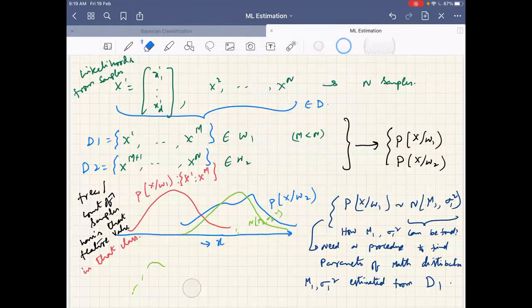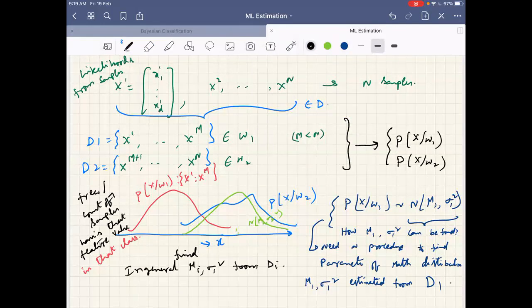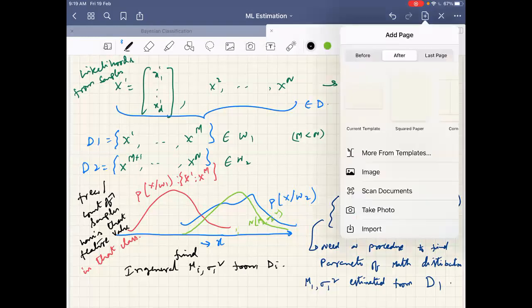Yes, sir. So what we have, our information, is D I. So in general, we estimate mu I and sigma I square from D I. Now from the samples we need to estimate. Now let us see in what way we estimate; that we will discuss now.